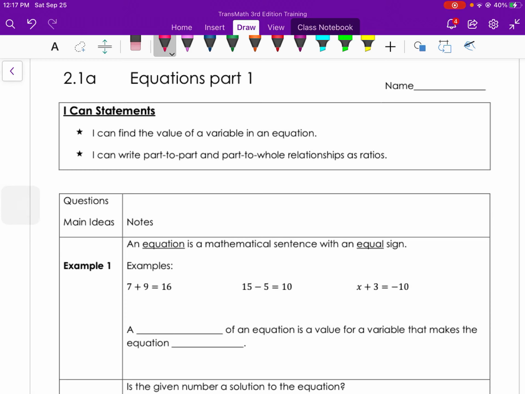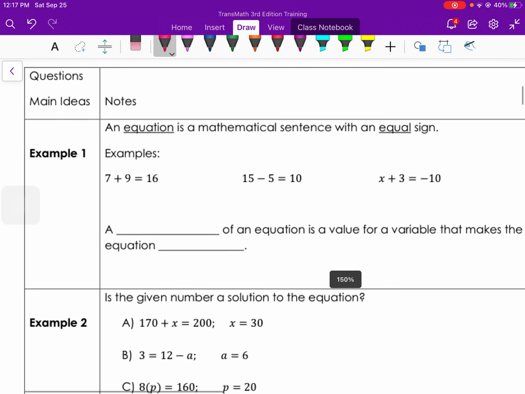Hey class, today's video, our goal is to find the value of a variable in an equation. We're going to be focusing on mental math today. And then actually part to whole relationships are a couple lessons down. So finding the value of a variable in an equation is our goal today.